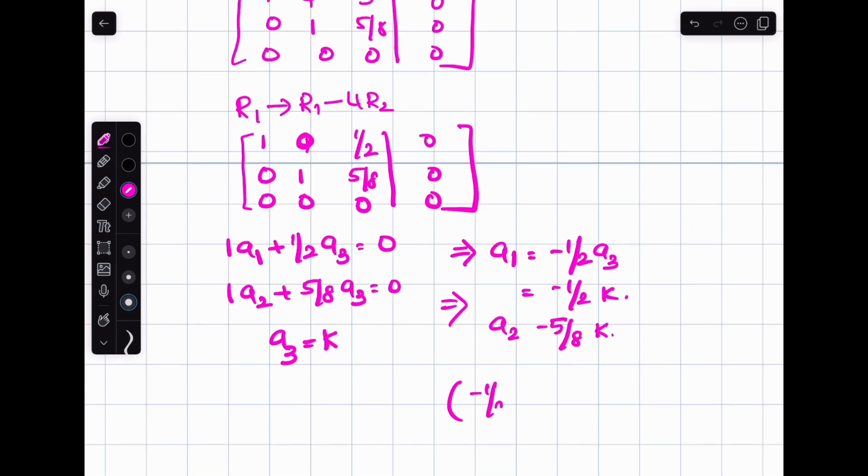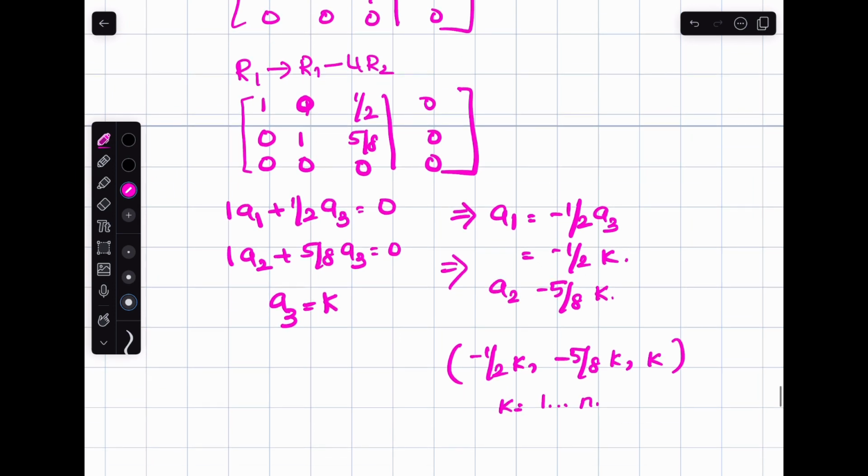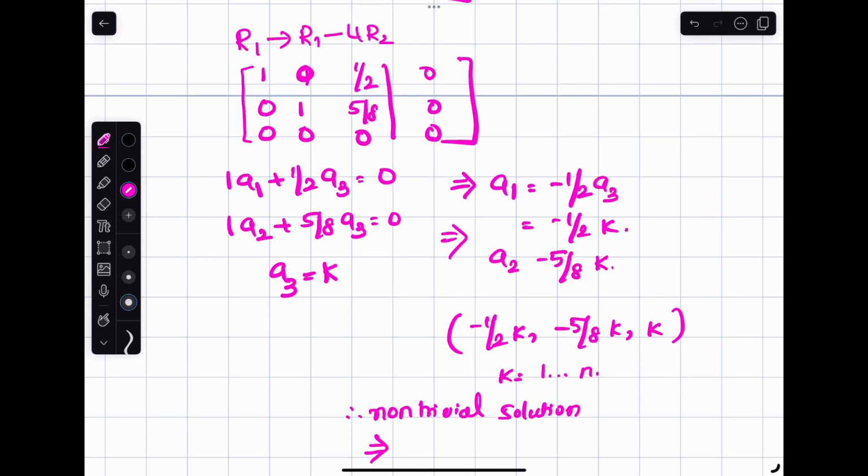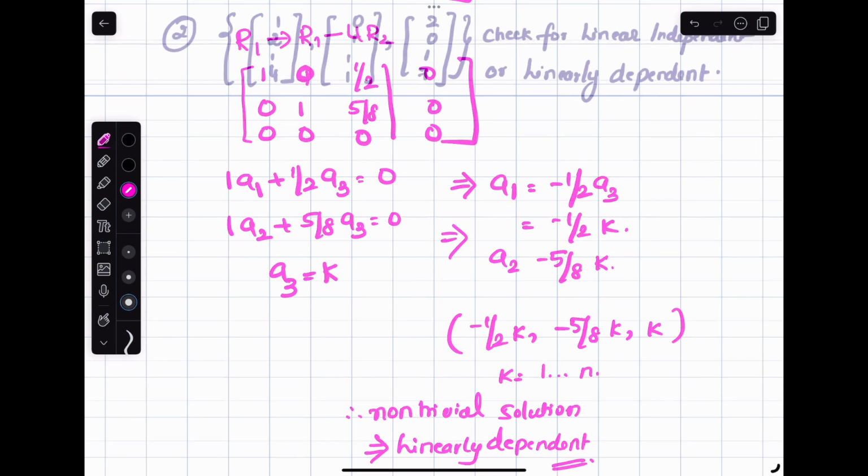So let me write the matrix. So half minus half k, 5 by minus 5 by 8 k and k. So k can be any value. k can be from 1 to n, and it is very clear that if it is 1 to n, you are not getting any value that is equal to 0. Therefore, it is non-trivial solution, and it is linearly dependent. All right, we'll move on to the second example.